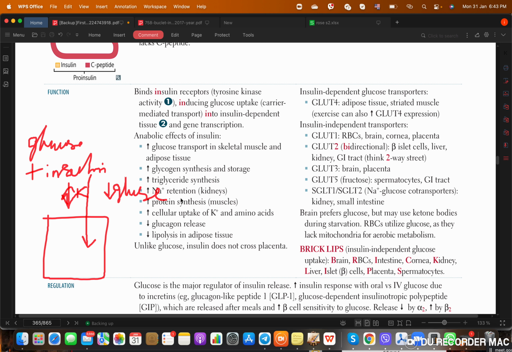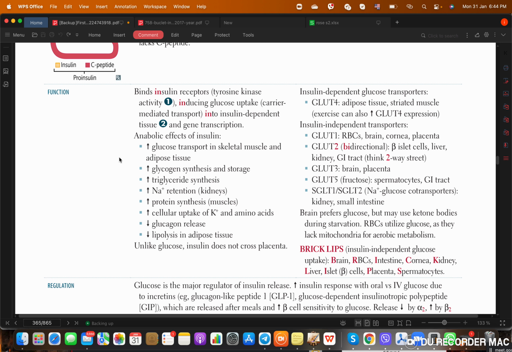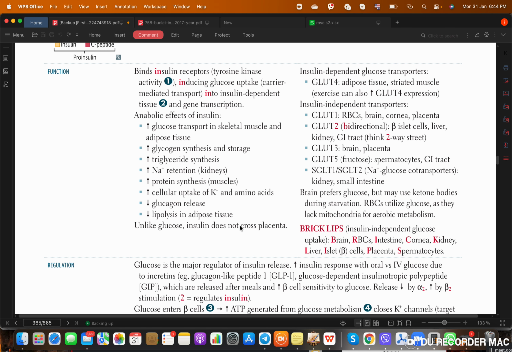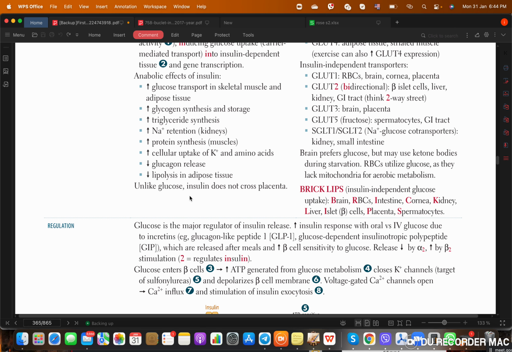Glucose. Yes, to prevent the hypoglycemia, you must give a glucose. Thus, we must give a glucose with insulin in case of hyperkalemia. Also, it decreases the glucagon release because I told you they work oppositely to each other, and decreases the lipolysis in the adipose tissue. Unlike glucose, insulin does not cross the placenta, which is a serious thing.